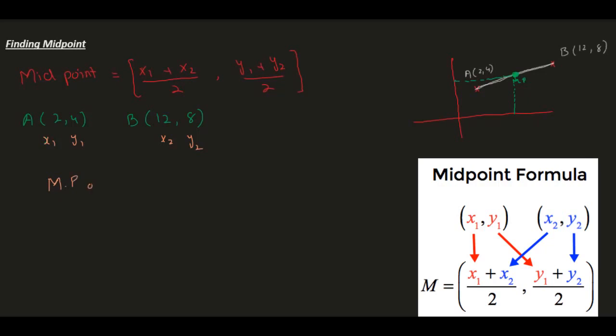So midpoint of AB is x1 is 2 plus x2 is 12, whole divided by 2, comma, y1 is 4 and y2 is 8, whole divided by 2. So I am going to solve it. 2 plus 12 is 14 divided by 2. 8 plus 4 is 12, so 12 divided by 2.